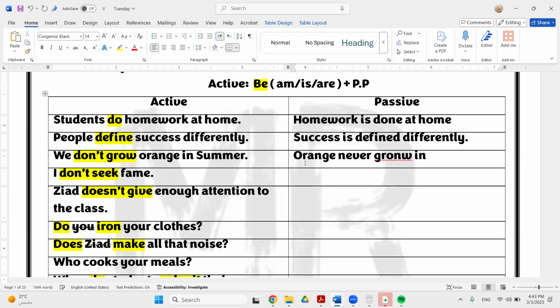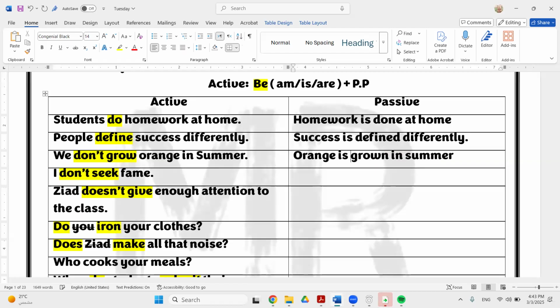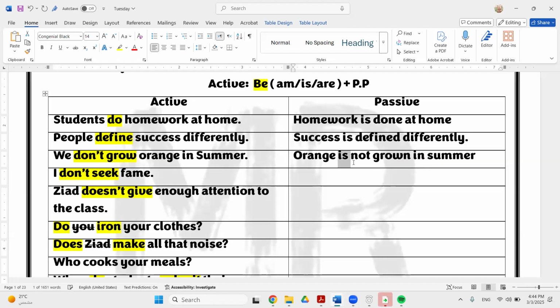طيب رؤى ممكن تصححي لي المستيك اللي موجود هنا؟ Orange isn't grown. Yeah. احنا قلنا دايما we use verb to be في الباسيف. يبقى we say orange is never or is not. It's up to you. يبقى orange is not grown, is not planted in summer. Don't forget to use verb to be والpast participle.